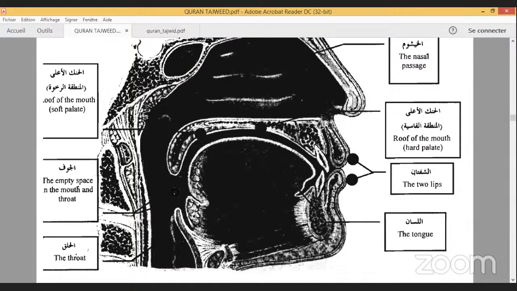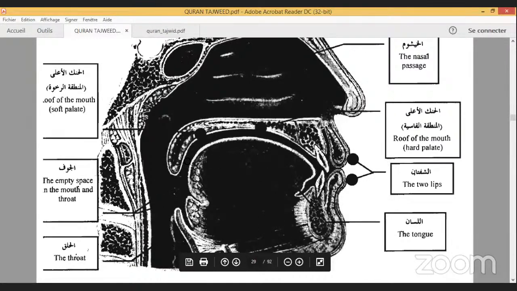This is الجوف, the empty space. And we have the throat. This is the throat. This is the black area. And we have الخيشوم, the nasal passage, the nose. This is inside the nose. We call it خيشوم. We have غنة. And shafatan, the two lips. This is one shafa, and this is the second lips. And the tongue, lisan. This is the tongue.